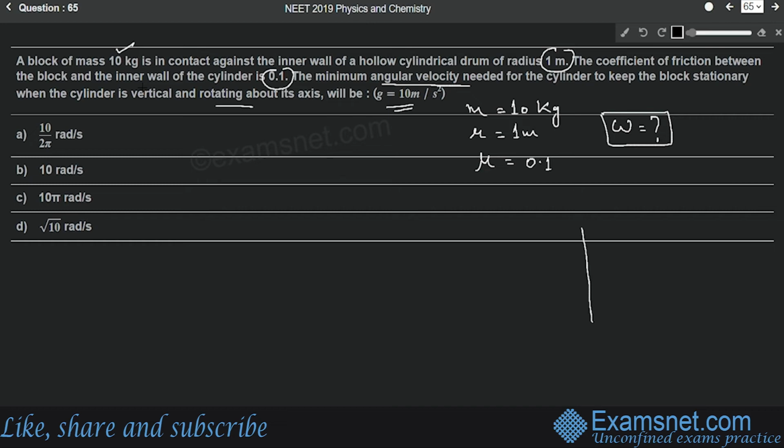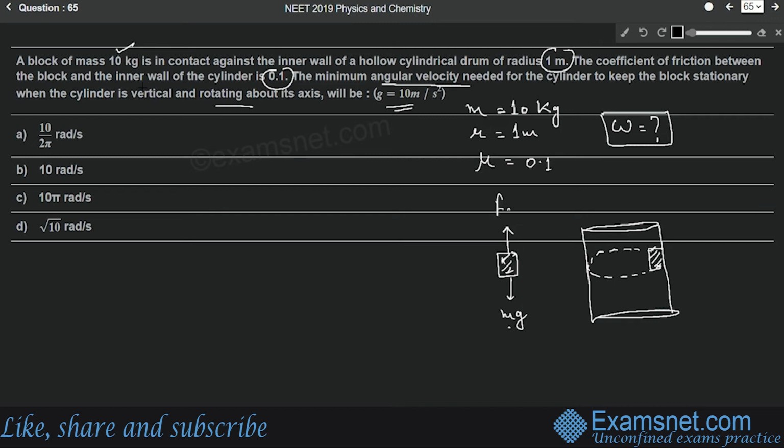So we have a hollow cylindrical drum. Suppose this is the cylindrical drum we are talking about, and then a block of mass m is kept here, and it is moving like this. Cylinder is moving. So let's draw the free body diagram of this block. We know that there are several types of forces acting here. One force will be acting downwards, and that is equal to mg. This is the weight of the block. Similarly one force will be acting just opposite to mg, that will be equal in magnitude.